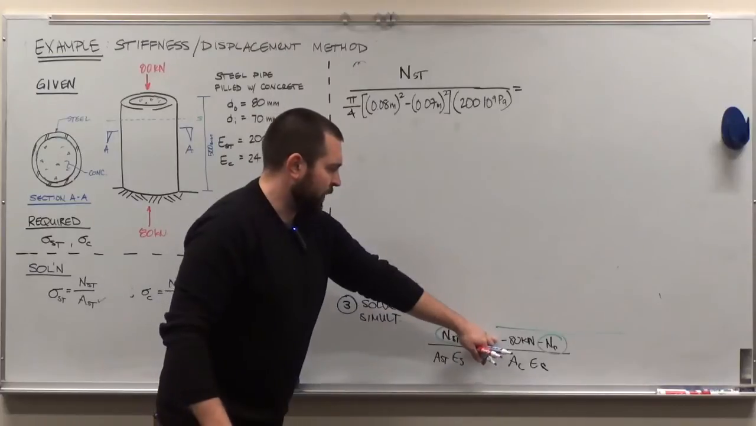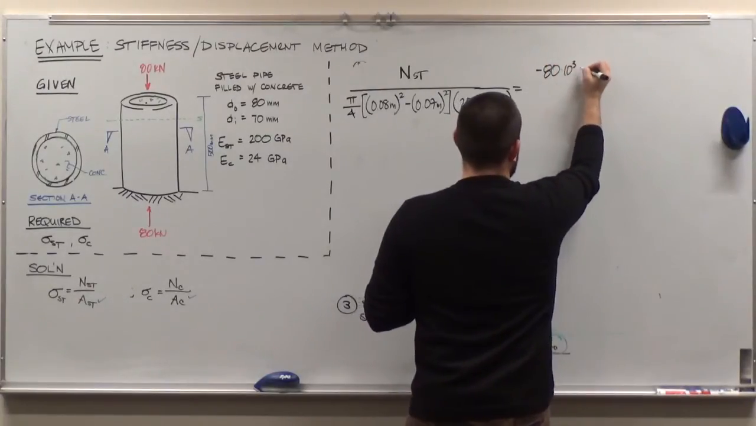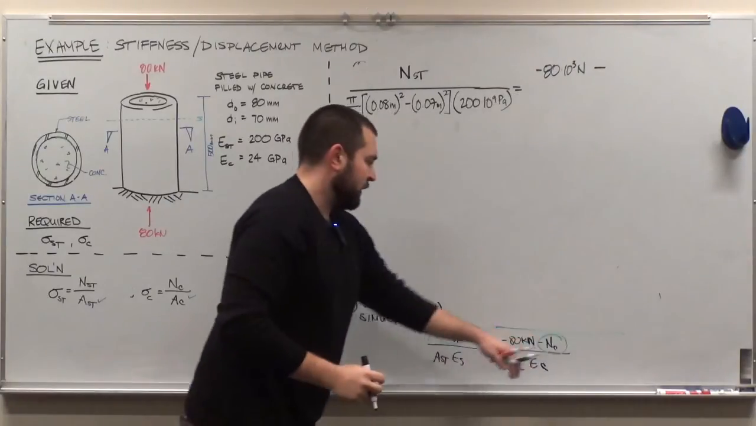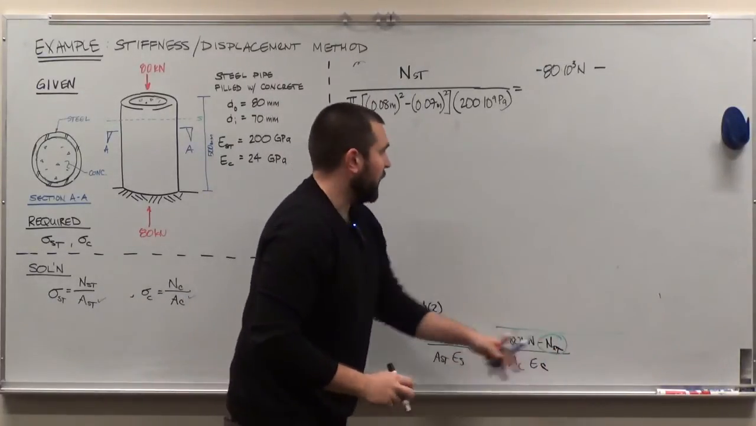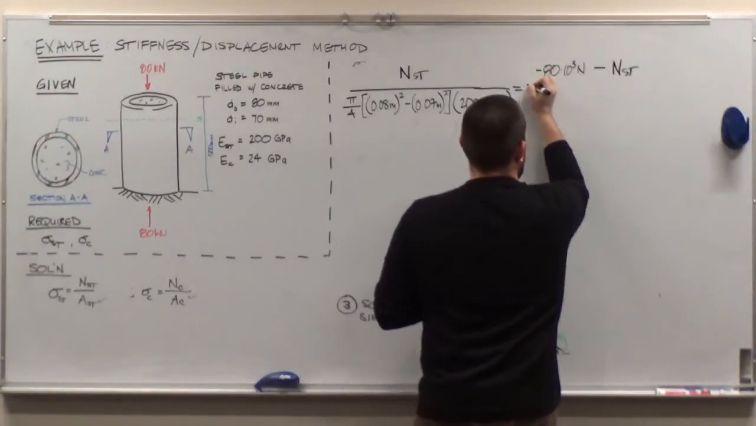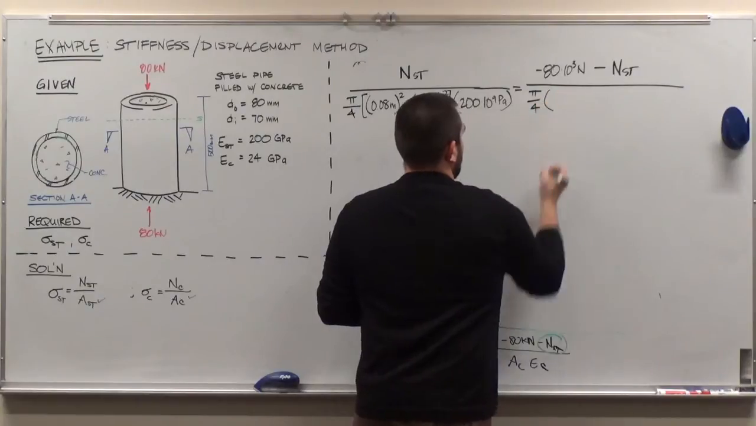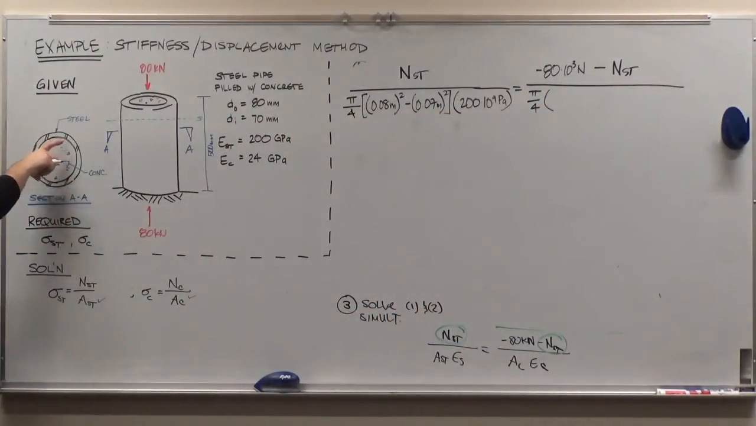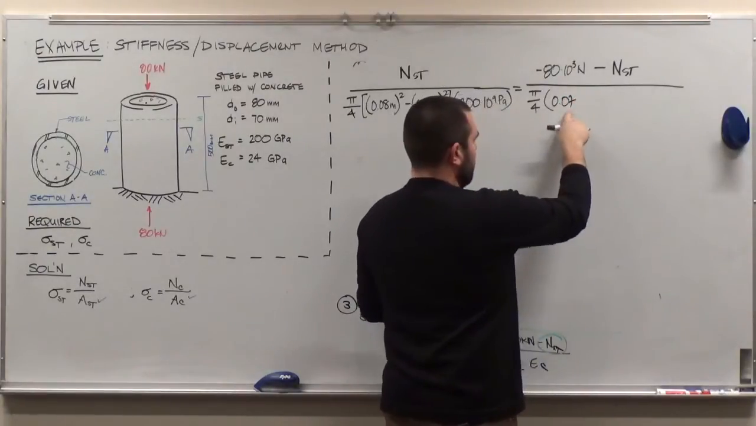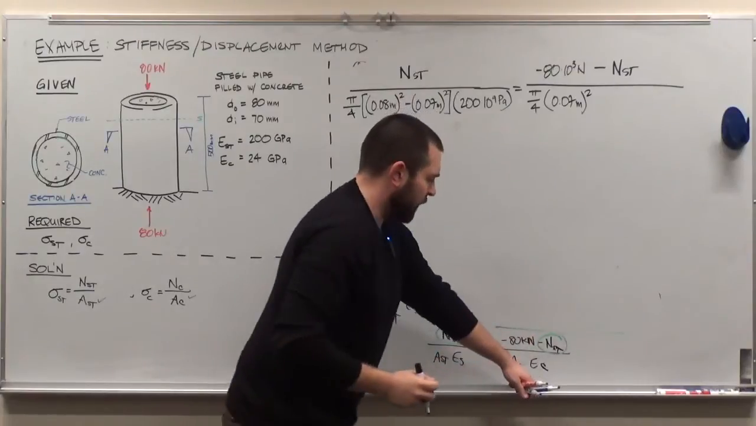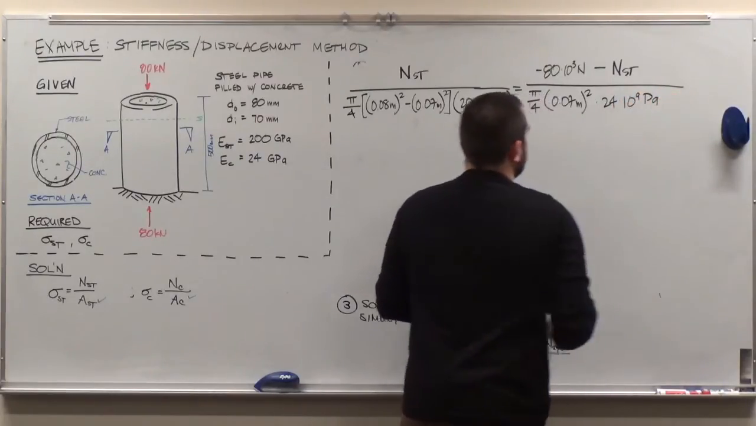All right, is equal to, we have negative 80 kilonewtons. I'm going to change that to negative 80,000 newtons, or negative 80 times 10 to the 3rd newtons, minus the normal force in the steel. Okay, divided by the denominator, which is the area of the concrete. So we have pi over 4 times the inner diameter, which defines the outer diameter of the concrete annulus. So that's 0.07 or 70 millimeters. Square that term. And the modulus of elasticity of the concrete, that was given to us as 24 gigapascals, or 24 times 10 to the 9th pascals.